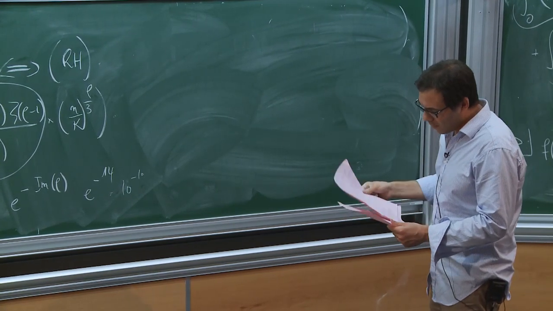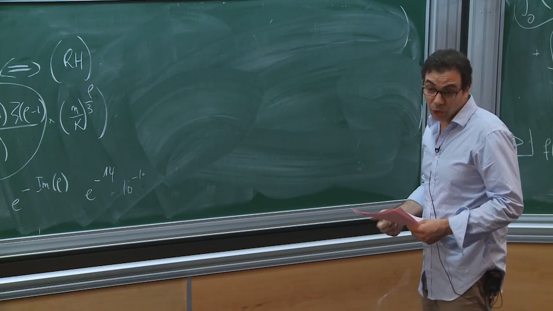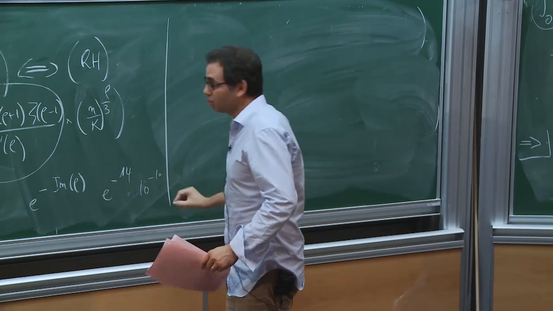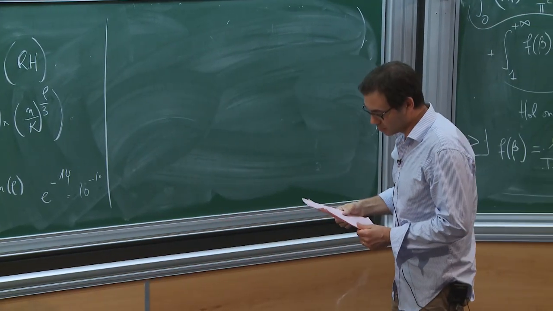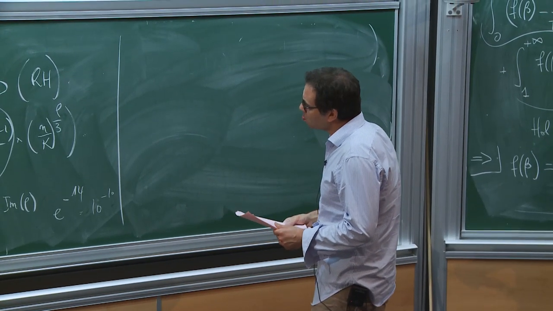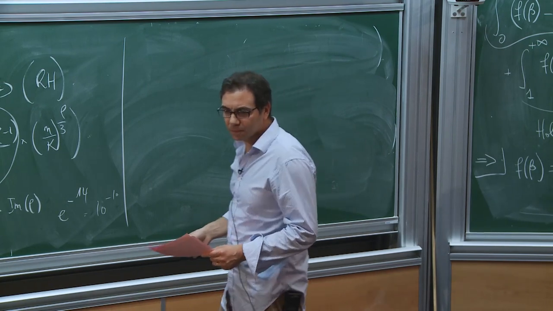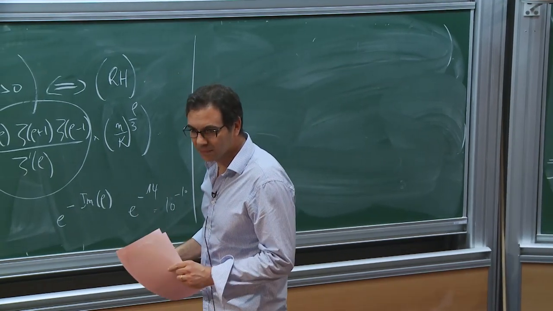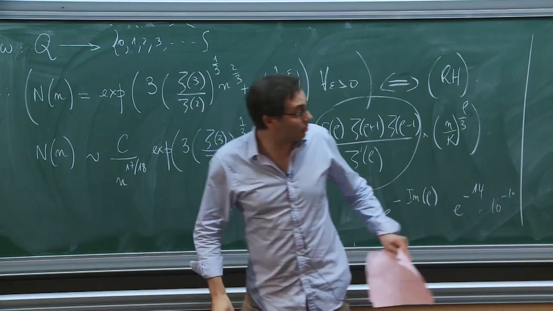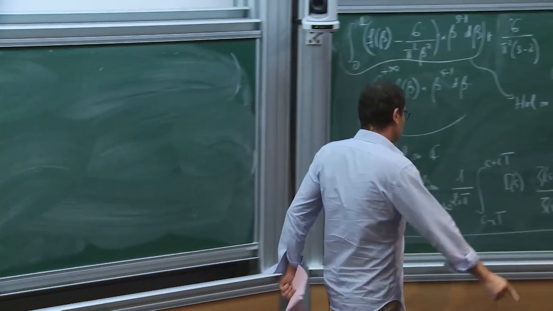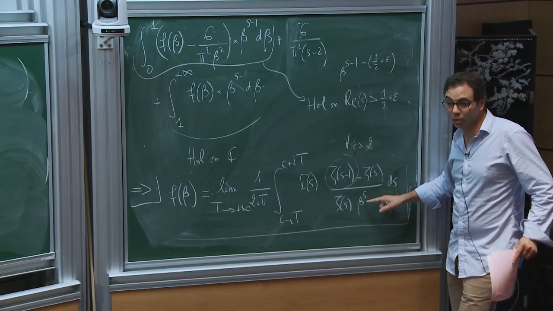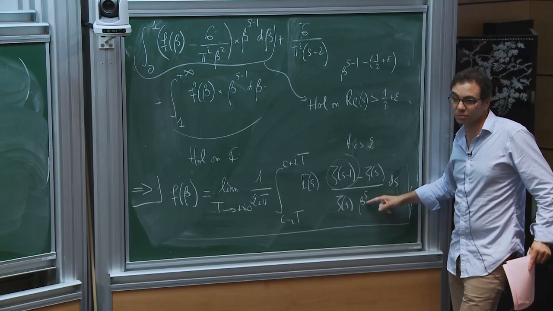So maybe I can say one word about the proof. Where does the n to the 17 over 18 come from? Because it's a real equivalent? It's a real equivalent, yes. It comes from the computation of the poles at s equals 0.